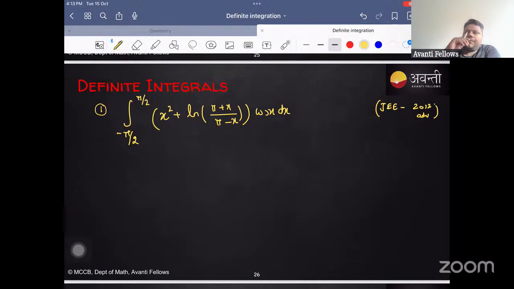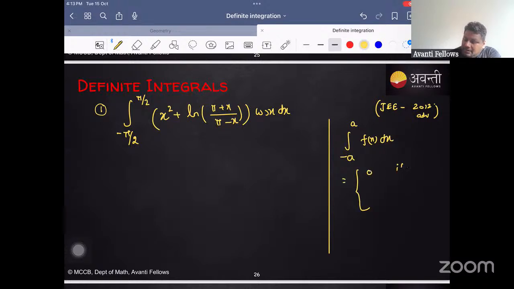I have taught you whenever there is a limit like minus a to a, we are going to use the property of f(x) being an even or odd function. The property is: integral from minus a to a of f(x) dx is 0 if f(x) is odd, and it is 2 times integration 0 to a of f(x) dx if f(x) is even. I hope you all remember this thing.